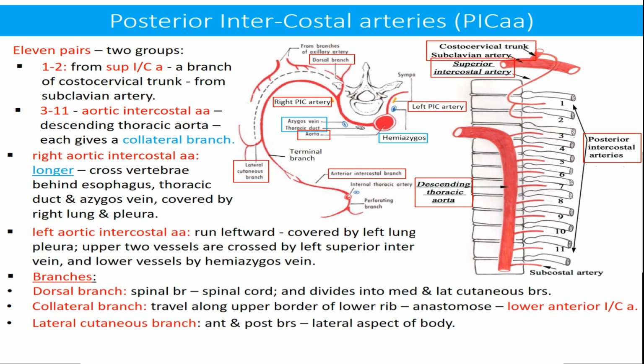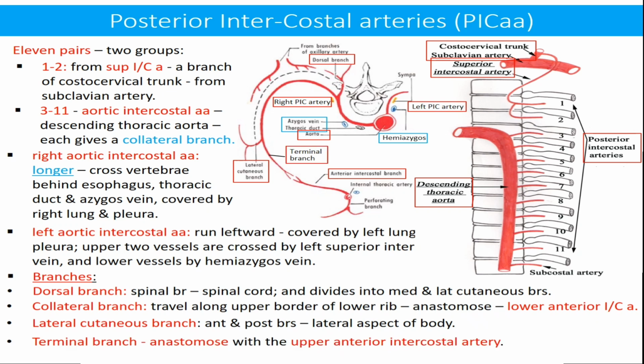Lateral cutaneous branch is given in the mid-axillary line and divides into anterior and posterior branches for the lateral aspect of the body, whereas the posterior intercostal artery continues as the terminal branch, which anastomoses with the upper anterior intercostal artery.